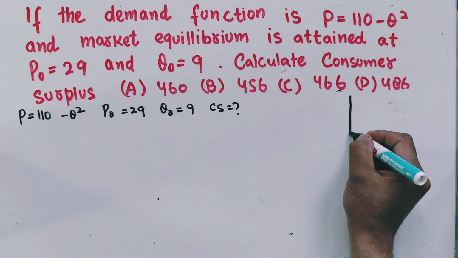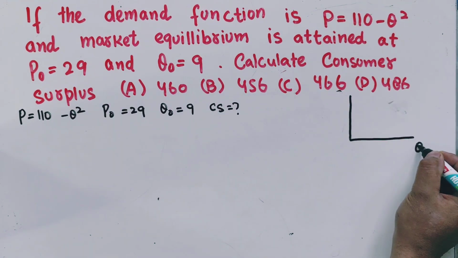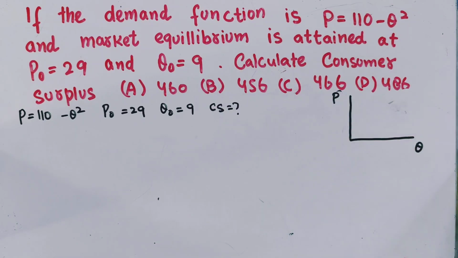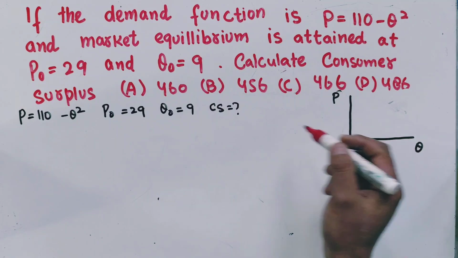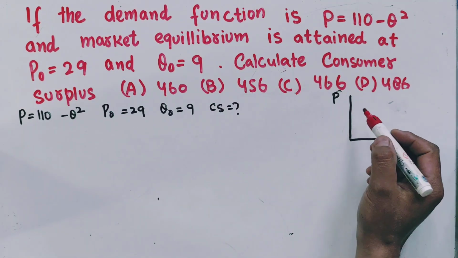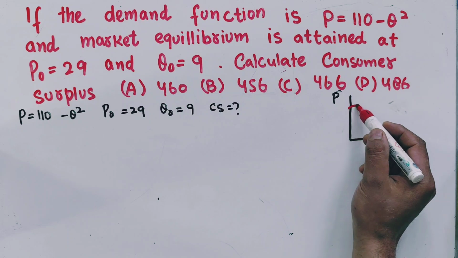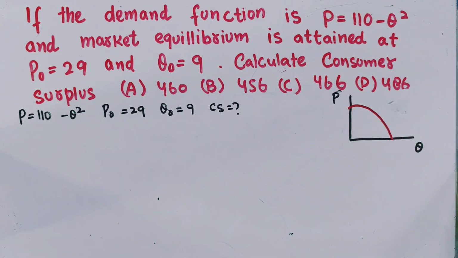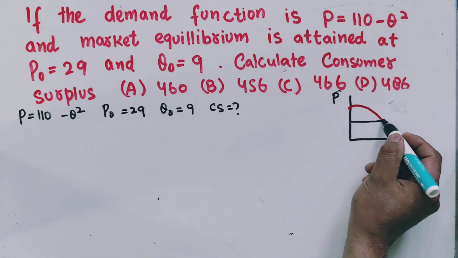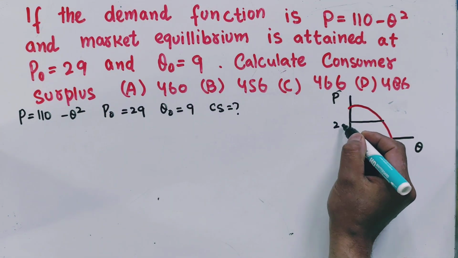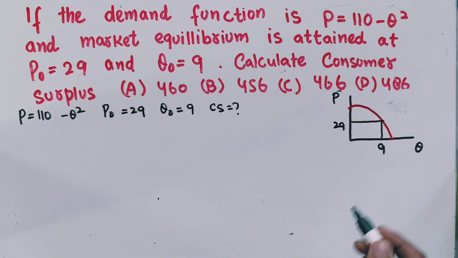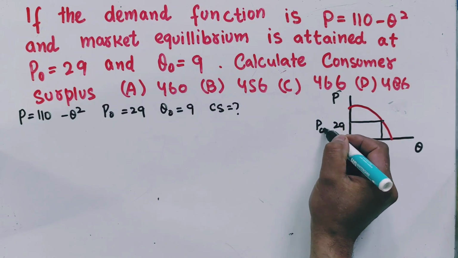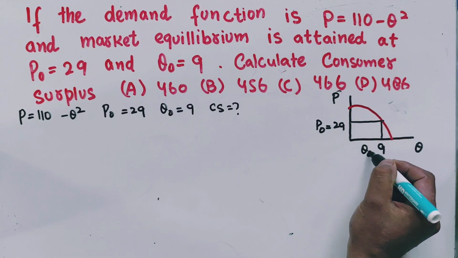If I draw a simple graph, here we have output on the horizontal axis, price on the vertical axis. So we have this demand function which is a quadratic one. Let me draw the positive quadrant only. So it will be like this. This is our demand function, and we are being told that equilibrium is attained when P naught, which is the equilibrium price, is 29 and Q naught is 9 units. So this is our P naught, this is our Q naught, and we are supposed to find out the consumer surplus.